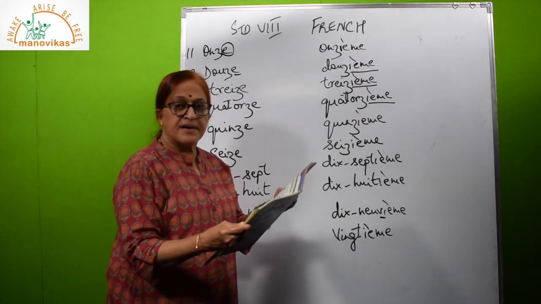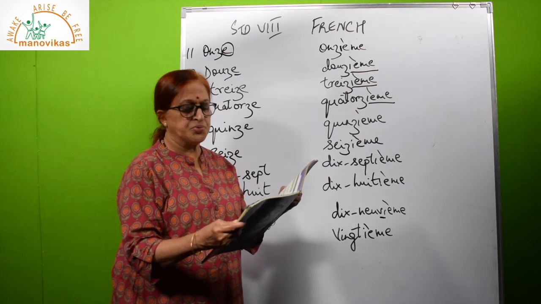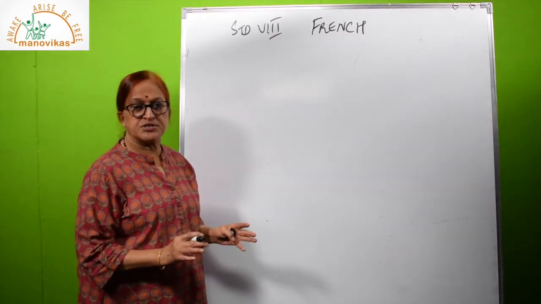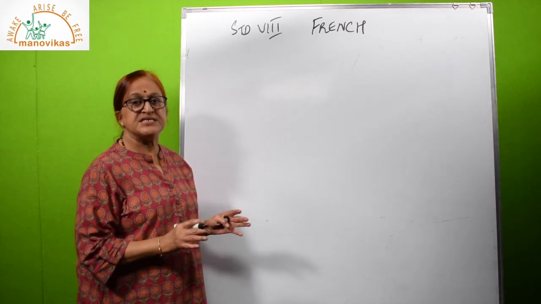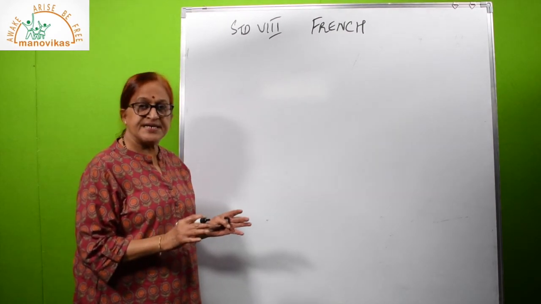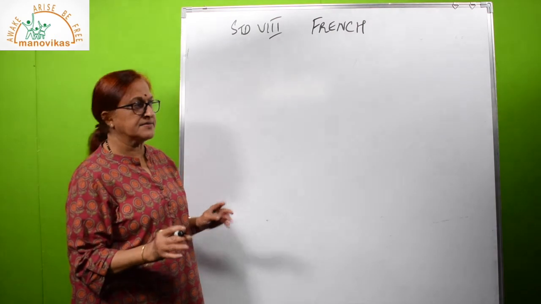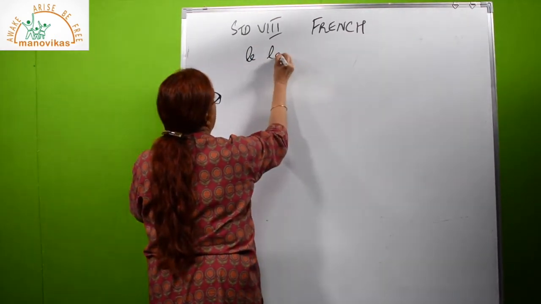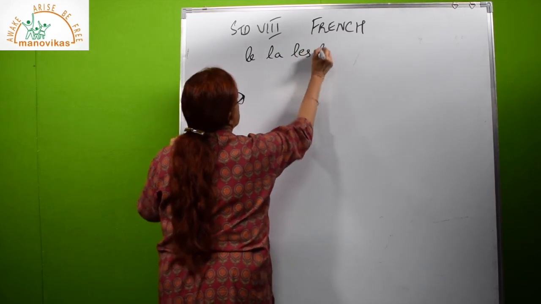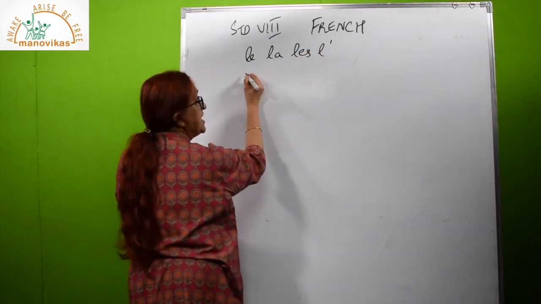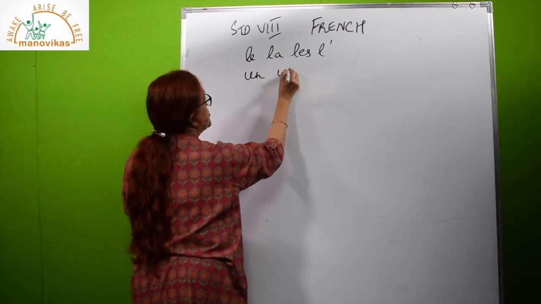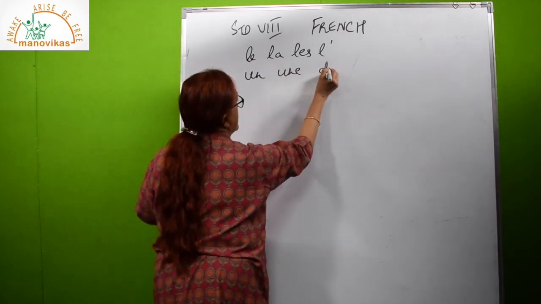Okay, now I am explaining to you this rule. Now I am teaching you a rule which is very, very important. In your first lesson, you learnt about definite articles and indefinite articles. So which were your definite articles? The definite articles were le, la and les. And you also had l'. In your indefinite articles, there was un, une, and des.